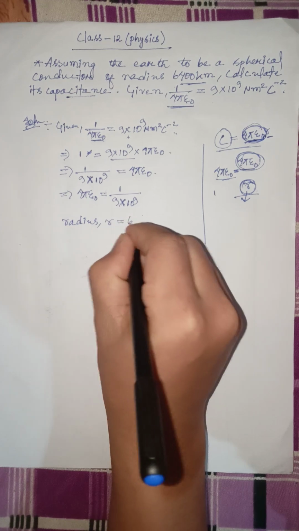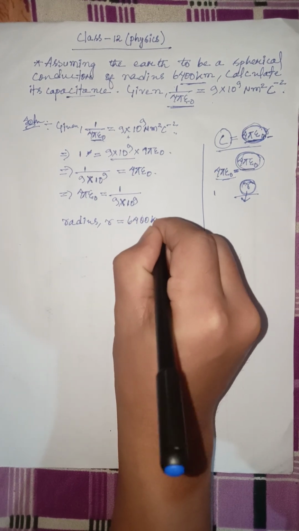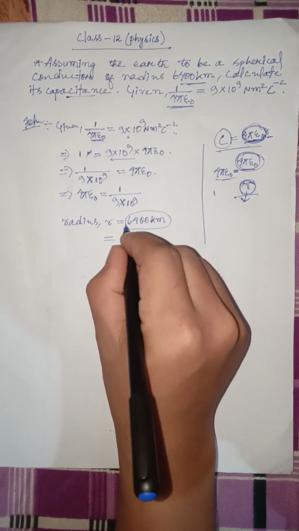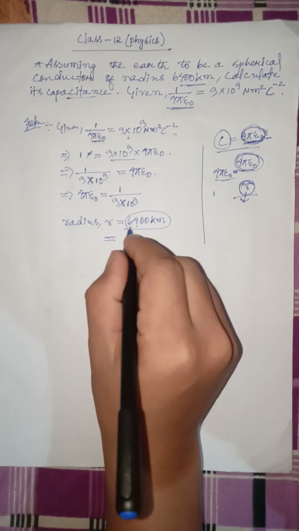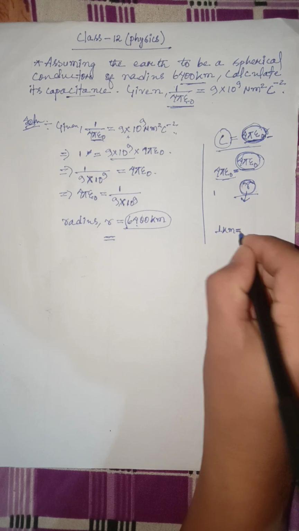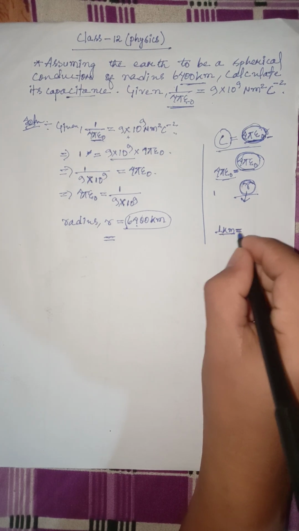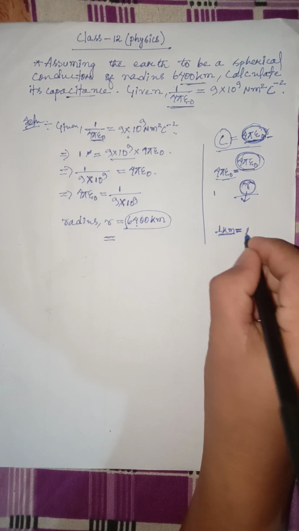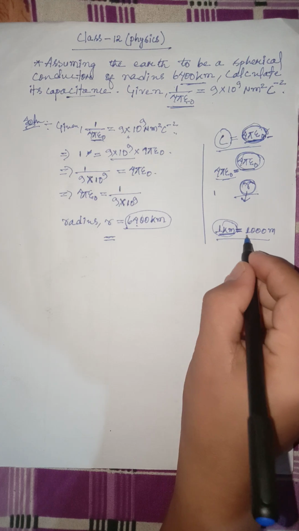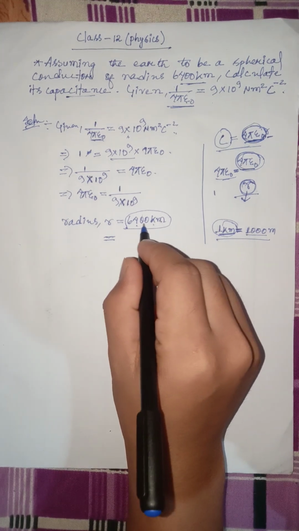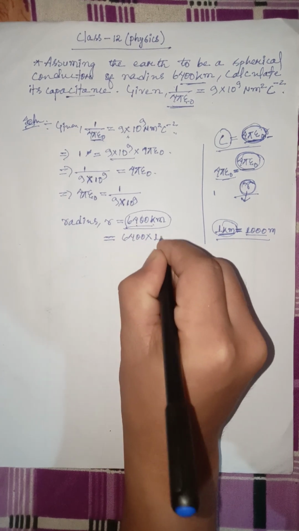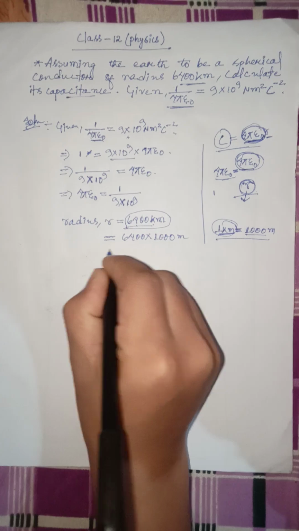What is the value of radius? It is given to us. It is 6,400 km. Now in order to measure this in SI, we need to convert it into meter. In order to do that, we need to know the conversion: 1 kilometer is equal to how many meters? It is 1000 meters. So to convert kilometer into meter, we need to multiply this by 1000. Then only it will be in meter, right?